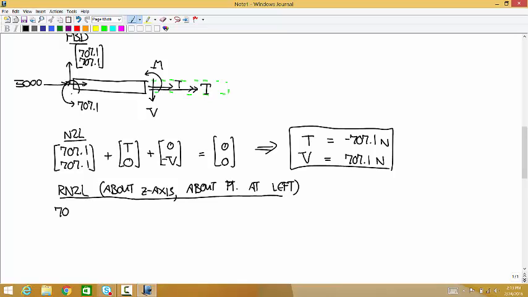Okay, so we have a couple of 707.1. Nothing else produces a moment. None of these other loads acting at the left end point produce a moment about the z-axis with the about point at the left end, because these forces act at our about point. That never produces a moment. And this torsion, this torque of 5,000, that's about the x-axis, so that doesn't show up here. So now go to the right side, and we have a couple of M.